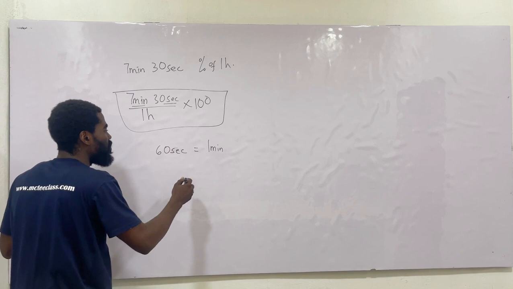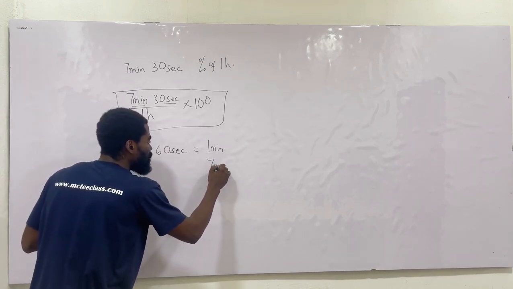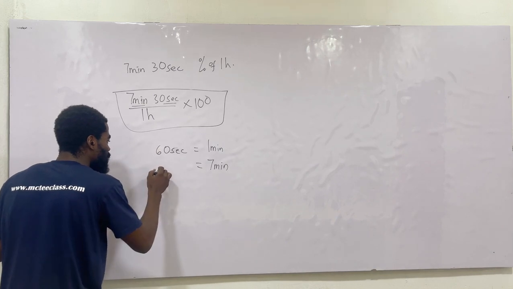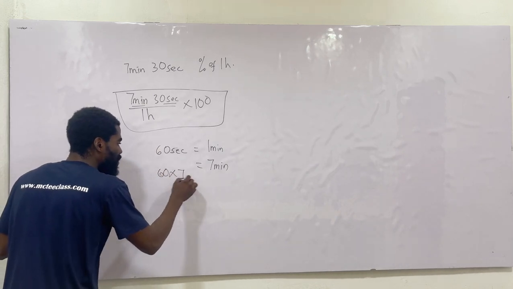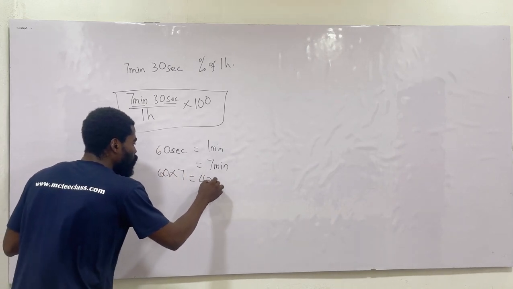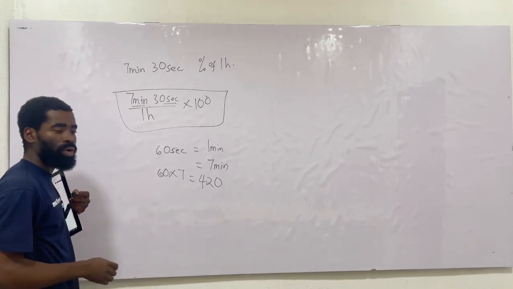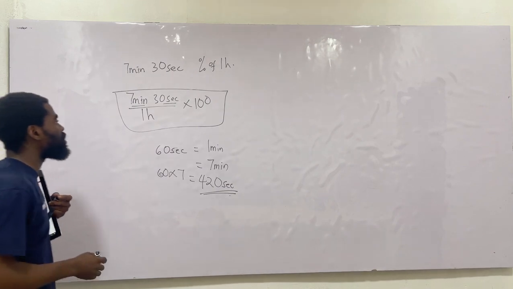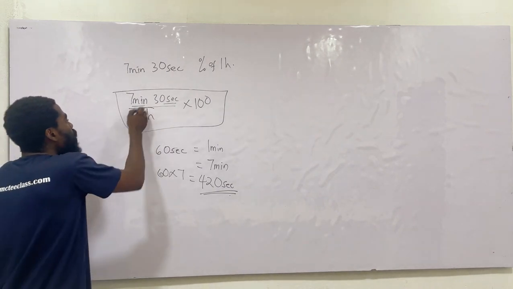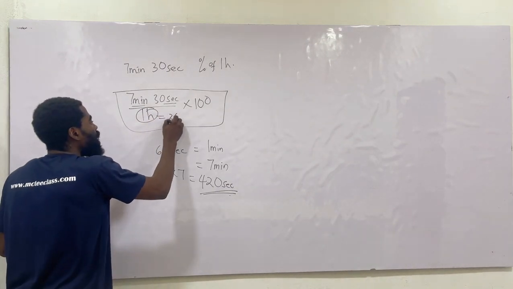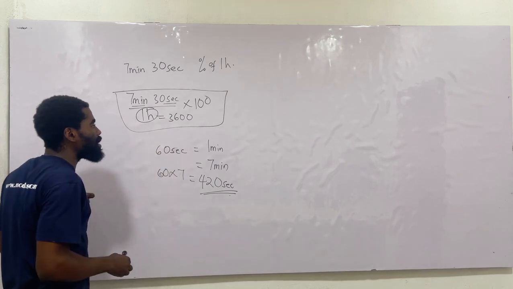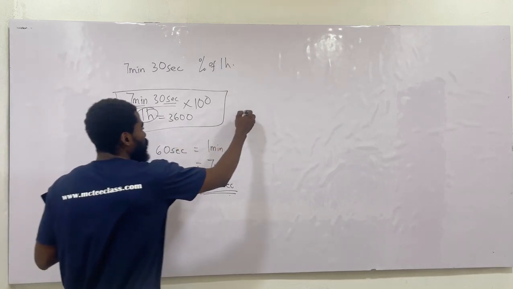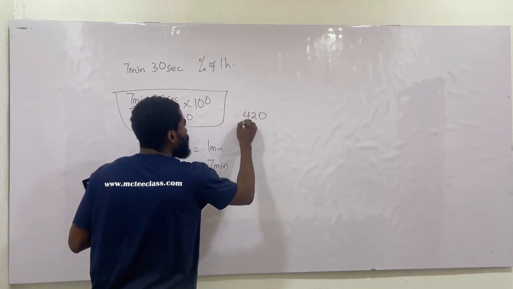So if I have 7 minutes, what do I get? That is 7 times 60, and that gives me 420. So this gives me 420 seconds. Now I have 420 seconds. Good. Then every 1 hour is also equal to 3,600 seconds. So since they are all in seconds, I'm going to have 420 over 3,600 times 100.